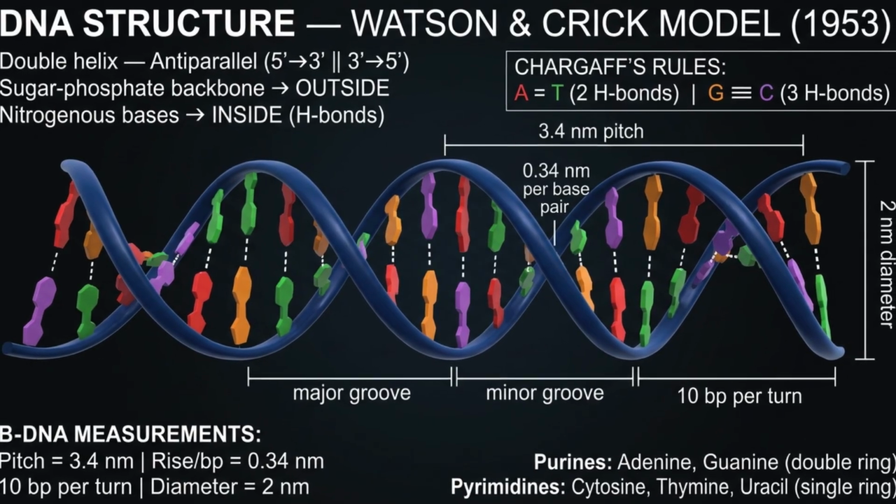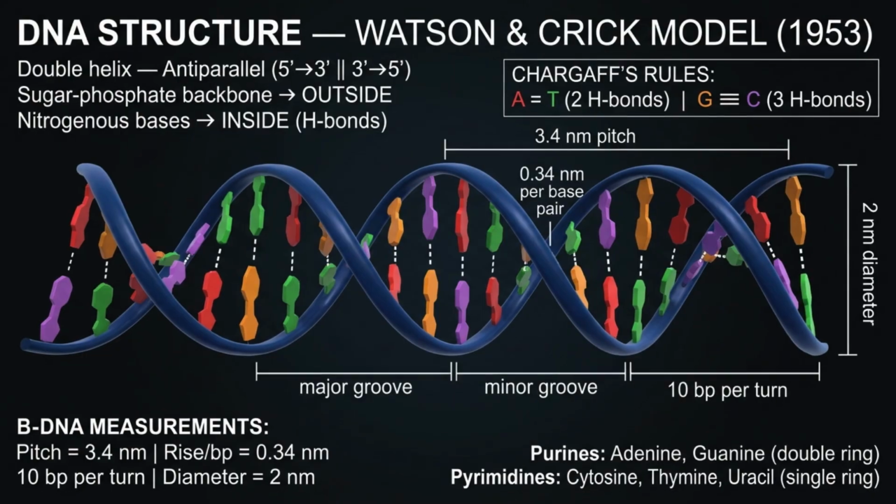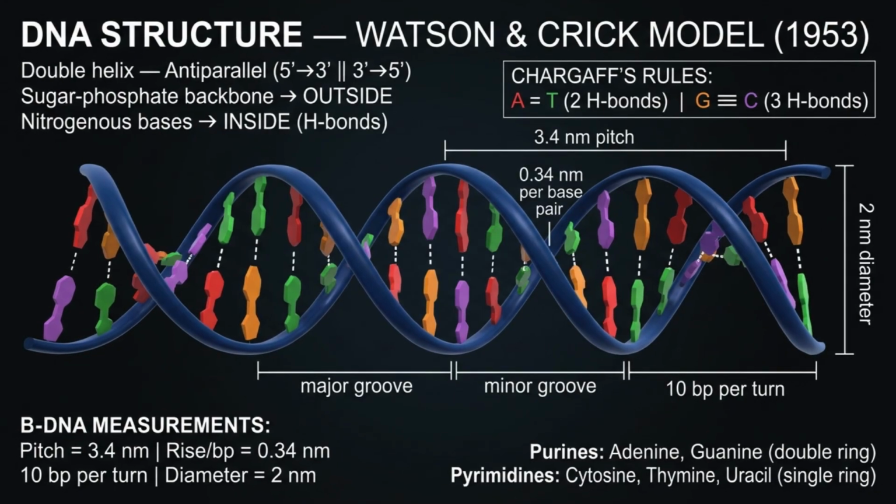Watson and Crick gave us the double helix model in 1953, Nobel Prize-winning work. DNA is a right-handed double helix. The 2 strands are anti-parallel. One runs 5' to 3', the other runs 3' to 5'. The sugar phosphate backbone is on the outside. Nitrogenous bases are inside, held together by hydrogen bonds. Adenine pairs with thymine, 2 hydrogen bonds. Guanine pairs with cytosine, 3 hydrogen bonds. Chargaff's rule, A equals T, G equals C.